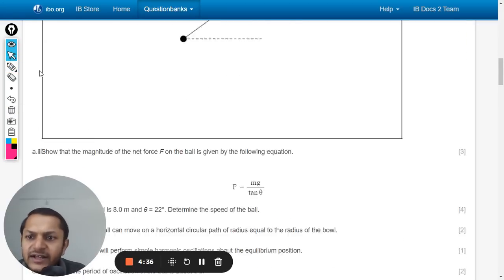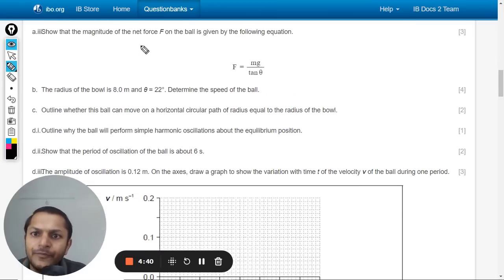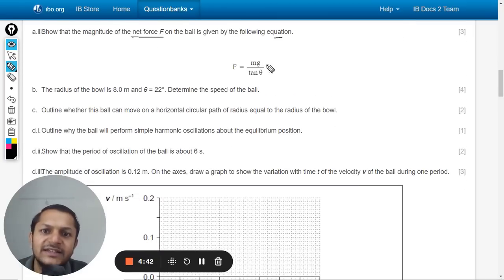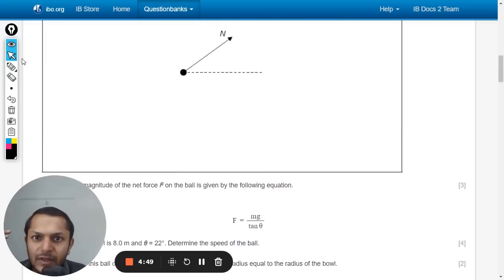Okay, we will be checking the answers later. Let us go for A3 now. Show that the magnitude of the net force on the ball is given by this. So we want to find the magnitude of the net force. Okay, so let us say this is the weight.